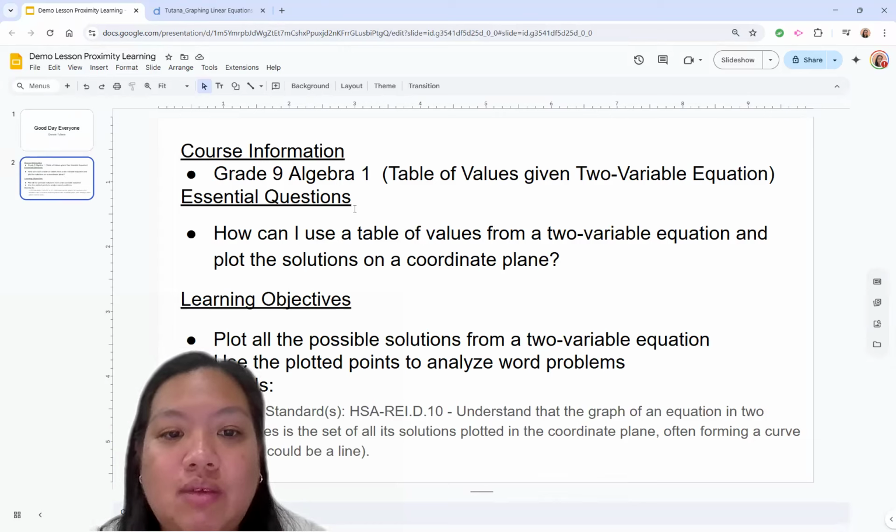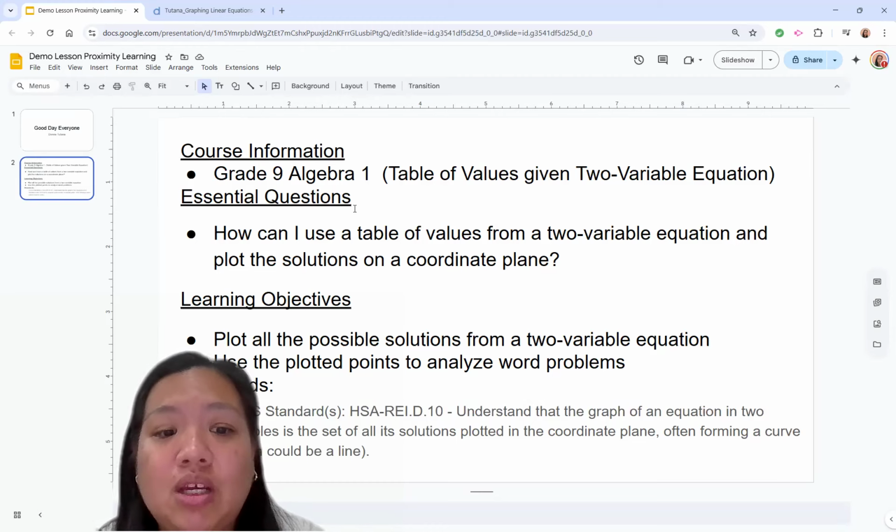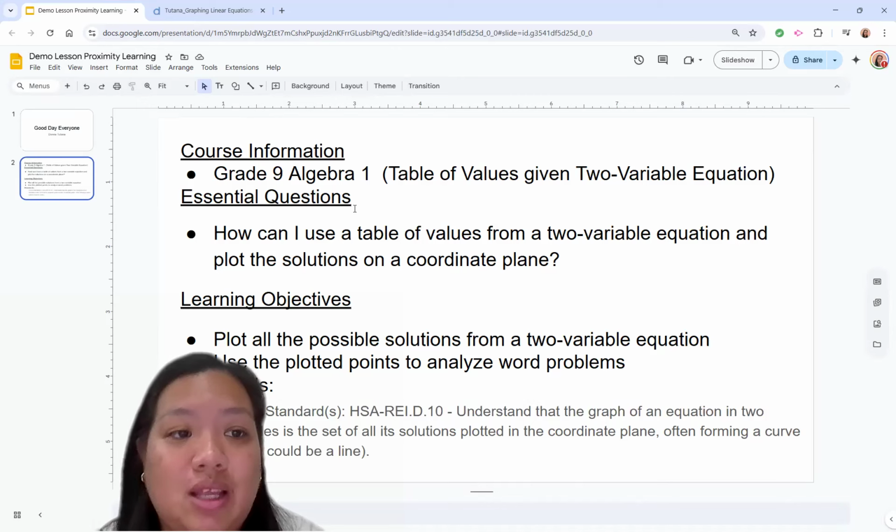And of course, the learning objective of this lesson is for the students to be able to plot all the possible solutions from a two variable equation, or if they're given a table of values, and they should be able to use those plotted points to analyze a worded problem. All of this topic is aligned to the standard REID 10. This aims to understand that the graph of an equation in two variables is the set of all its solutions plotted in a coordinate plane, often forming a curve which could be a straight line.